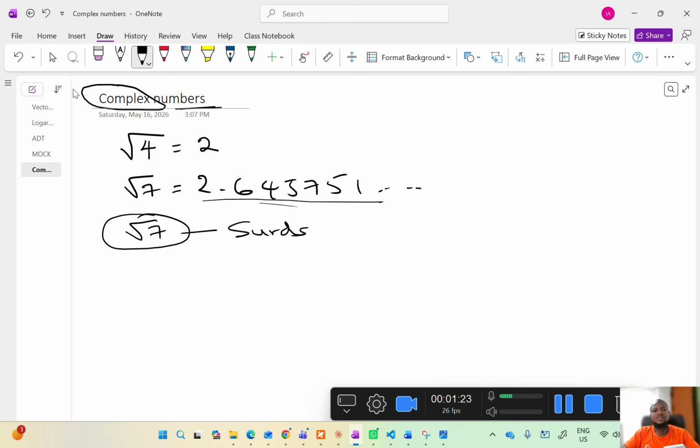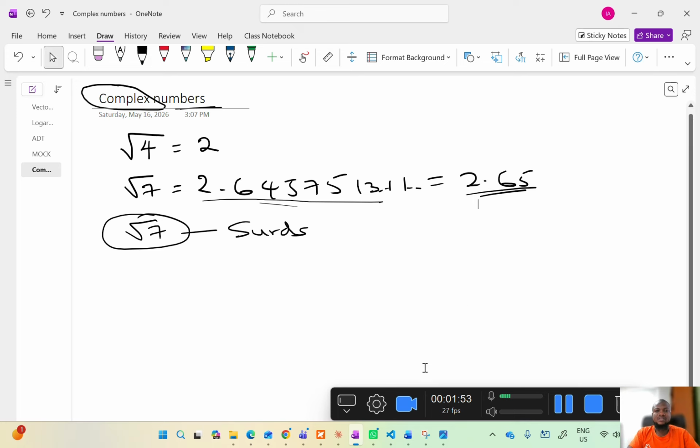This is called the exact value. So this 2.647 is not an exact value, because if you want to get an exact value, you must write 751311 as you see on your calculator. But for it to be an exact value, you must leave it as root 7. If you are trying to write your final answer with root 7, you will write it approximately as 2.65, isn't it? Which is not exact, an approximate value.